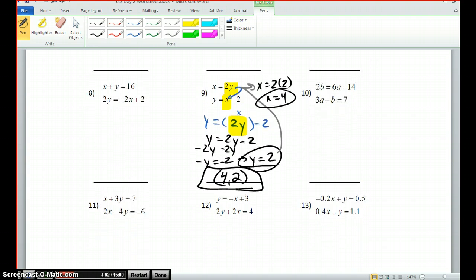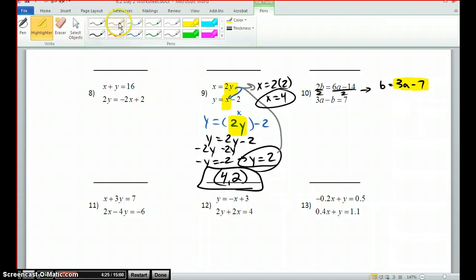Now I'm going to take a look at the response for, let's take a look at question number 10, just because there's b's instead of x's and y's, and that might confuse folks. I'm going to pick one of the equations to solve for one of the variables. Now you have to notice that the first equation is almost solved for b, so that's one I'm going to take care of. So I'm going to divide by 2 first. b equals 3a minus 7. And then after I do that, that's step 1.